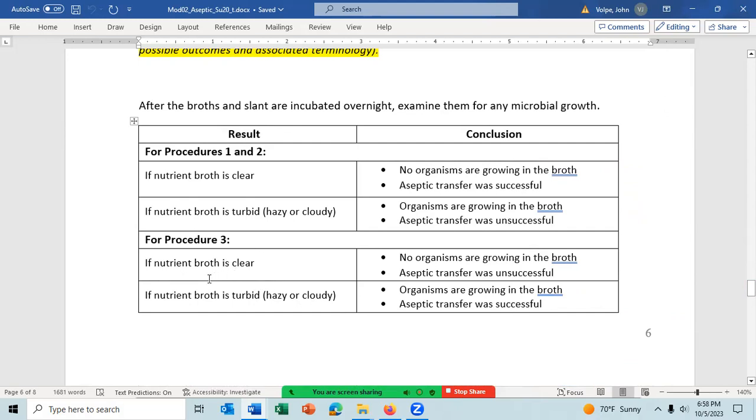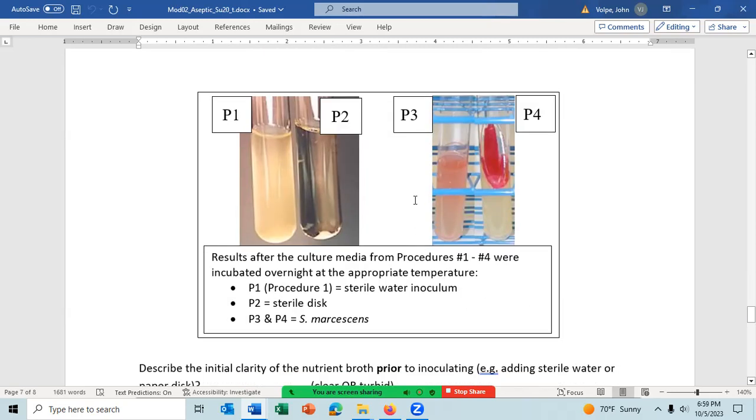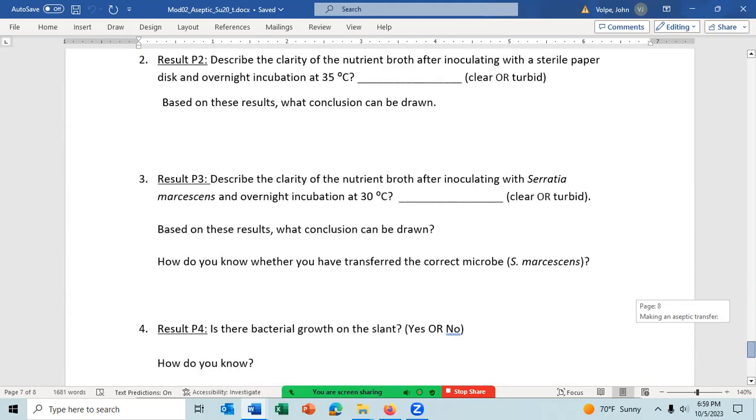If the nutrient broth is clear, the conclusion is no organisms are growing in the broth and aseptic transfer was unsuccessful. If, on the other hand, nutrient broth is turbid, hazy, or cloudy, then organisms are growing in the broth and aseptic transfer was successful. For procedure 3, you have the tube here, and then answer the questions.